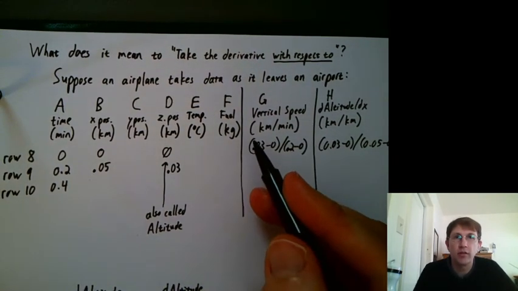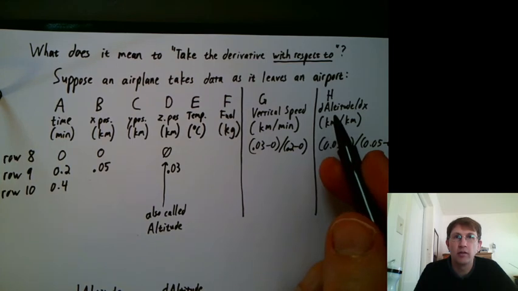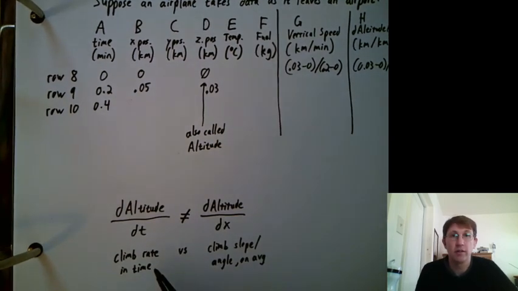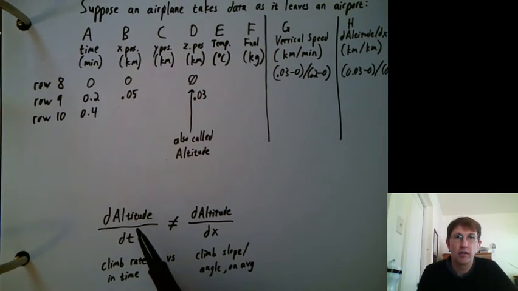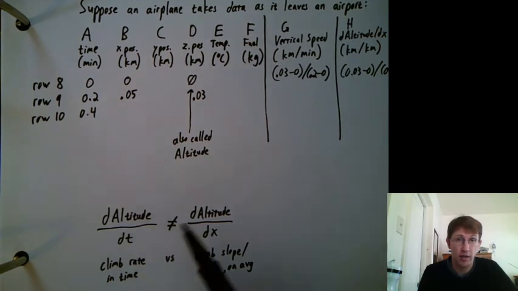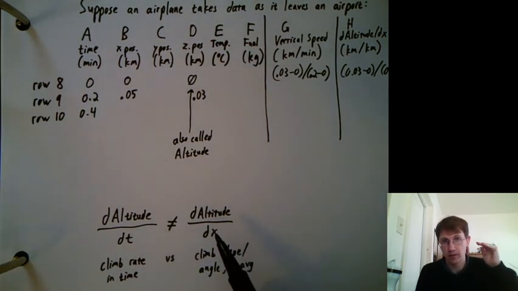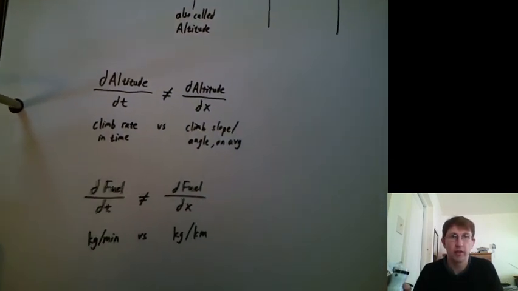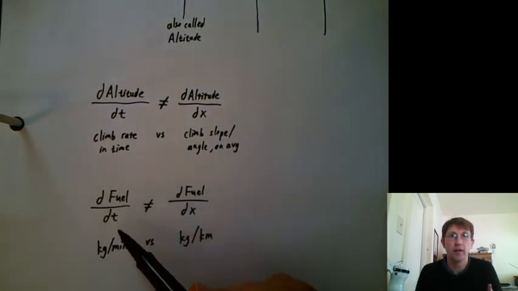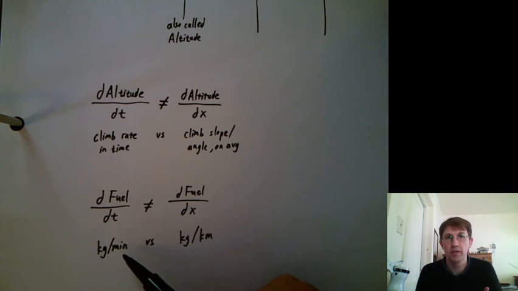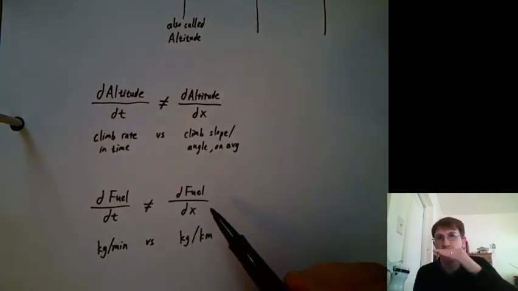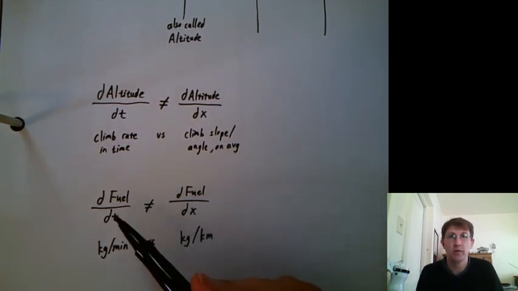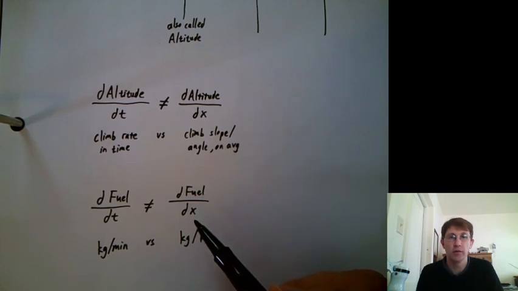So is the vertical speed in kilometers per minute equal to the vertical speed in kilometers up per kilometer you go forward? Well, no, they're even in different units. So we could say here we're taking the derivative of altitude with respect to time versus with respect to forward distance, assuming it's just flying mainly in the x direction. You can talk about this for other variables too, like how fast is it using fuel? You might want to know that in how much per unit time, or how much per unit distance it goes forward. Each of those are useful in its own way, but they're different. And this is the derivative of fuel with respect to time. This is the derivative of fuel with respect to forward distance.